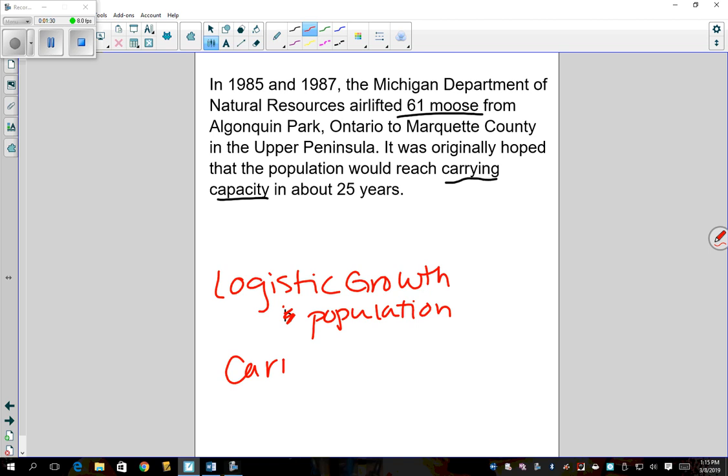And the other word that stood out to me was carrying capacity. That's basically the max number of whatever I can have before I can't hold anymore. Obviously the Upper Peninsula won't be able to hold, you know, 1 million moose, and so at some point the population is going to stop growing because there won't be enough food to supply for everyone. So that's that carrying capacity. That's the max number that the population can hold without destroying itself. So this is a really good problem to start with.